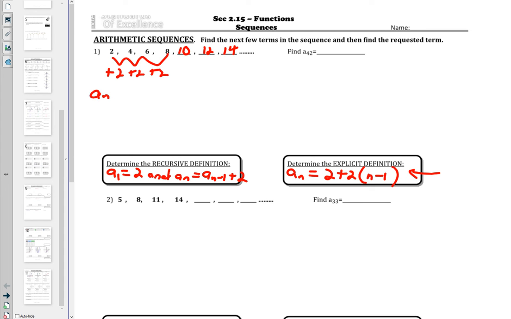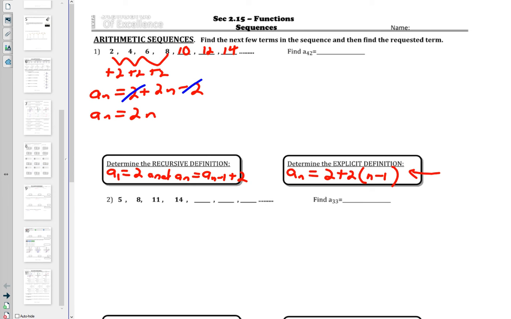So watch. A sub n is equal to 2 plus 2n minus 2. Now you don't have to do this. If you wanted to just go ahead and plug in 42 already, you could. I just like to. Here the like terms cancel, 2 minus 2. So all I'm left with is a sub n is equal to 2n.